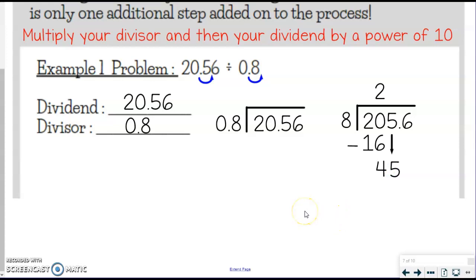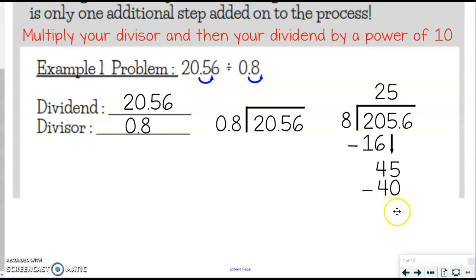And 4 is less than 8, so I can go ahead and bring the 5 down. So now we start the process over again. How many times does 8 fit into 45? I'm thinking it's 5 times. So I do 5 times 8 to get 40. We need to subtract.